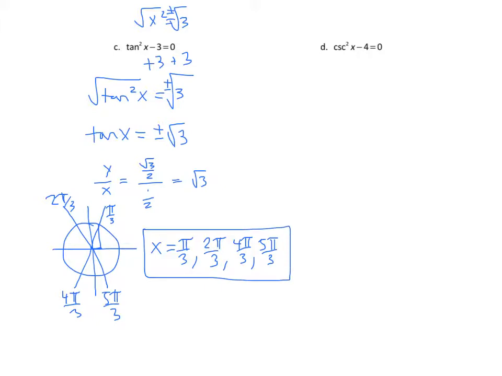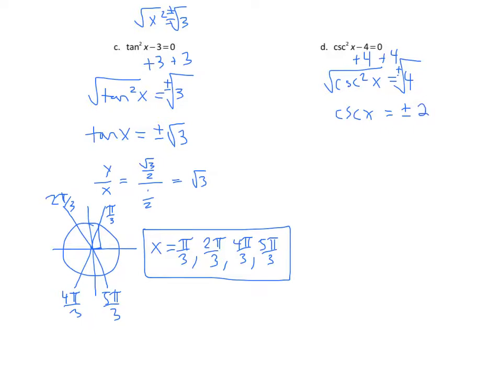The next one we'll solve the same way. We want to get cosecant squared x by itself, so we add 4 to both sides. And cosecant squared x equals 4. And then we square root both sides, and we have to remember plus or minus on the side with the number. And we get cosecant x equals plus or minus 2.